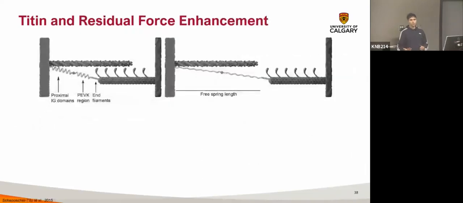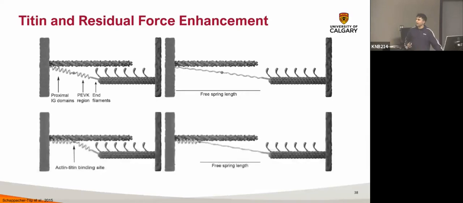In the context of residual force enhancement, how might titin bind to actin, and what would we expect the spring to do in response to that? Well, in this figure here, we have an image of a regular myofibril that's just passively stretching. So when it passively stretches, the proximal, the PEVK, and the end filaments all lengthen. So you have a free spring.